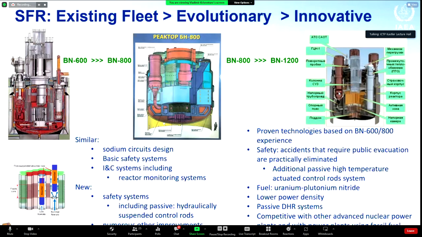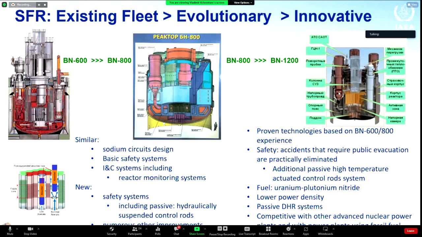What is new for BN 800? It has additional, most important, passive safety system, so-called hydraulically suspended control rods. So when you have nominal flow, control rod is out of the core, but when flow becomes slower, control rod automatically inserted in the core, so the reactor shut down. It's new, but only one passive shutdown system. And of course, it has numerous other improvements, but still Russia considers this BN 800 as a generation 3 plus reactor, not generation 4. It's not enough safety system.